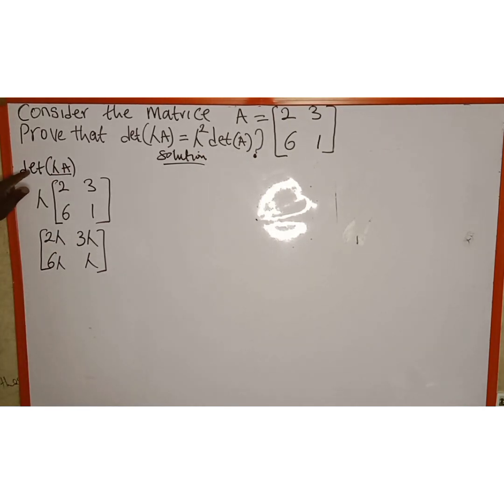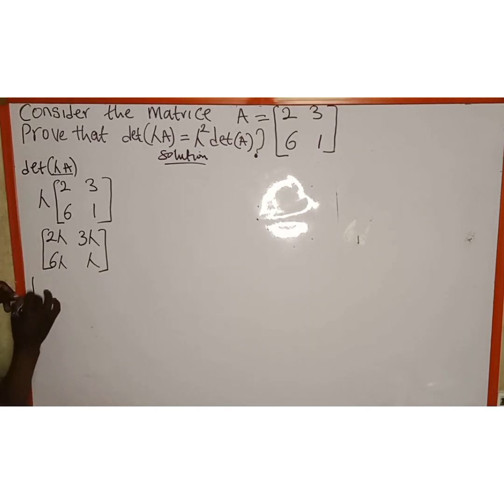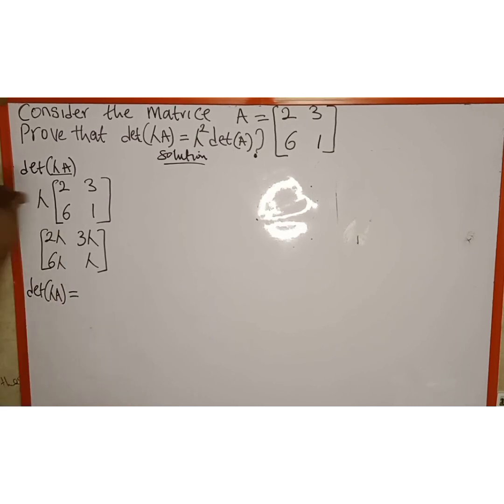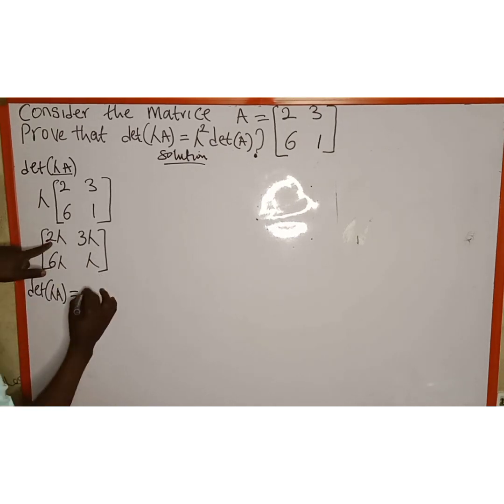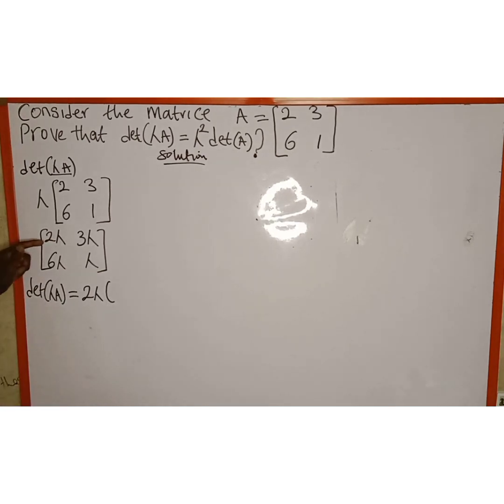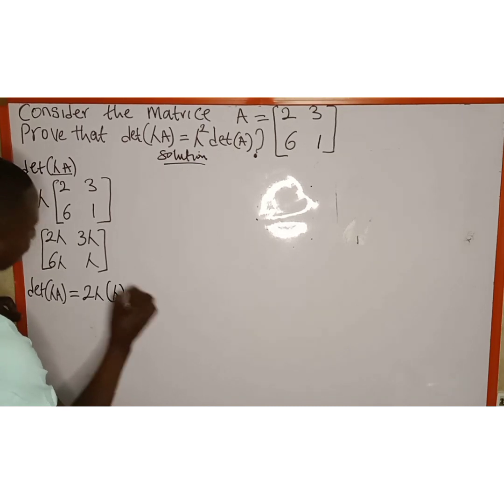So the next thing to do is to find the determinant of lambda multiplied by A. So the determinant of lambda A will be equal to, from our previous knowledge about how to find determinants, we know we are going to use the first row throughout. So we pick the first element, which is positive. We have positive 2 lambda, then we open a bracket. Cover the row of positive 2 lambda, then cover the column of positive 2 lambda. What is left? We are left with lambda. So we write our lambda, then minus.